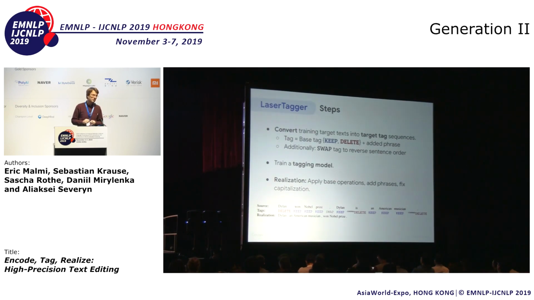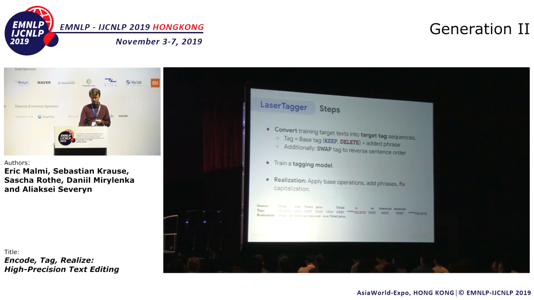And here's a bit more complex example of what you can achieve with this type of editing approach. Again, if you're doing fusion and your sources are "Dylan won Nobel Prize" and "Dylan is an American musician," using the swap operation to swap the sentence order, you could get an output like "Dylan, an American musician, won Nobel Prize."